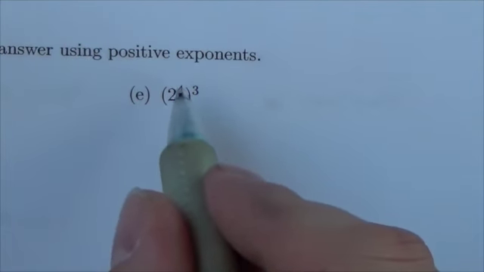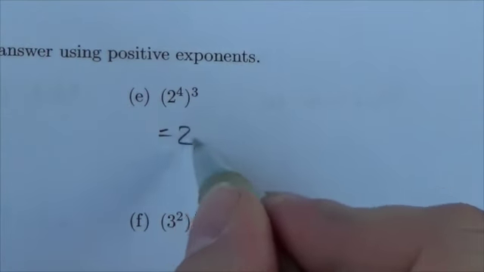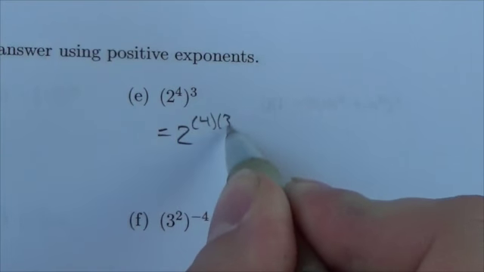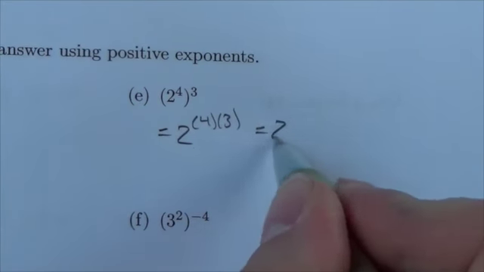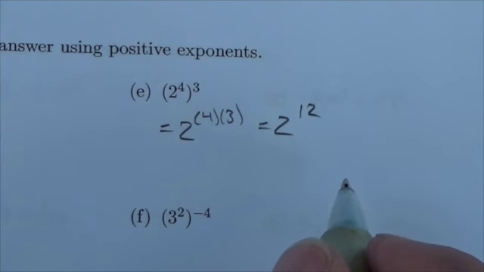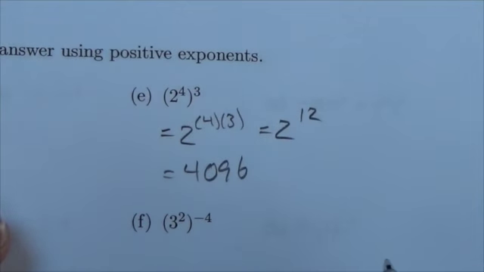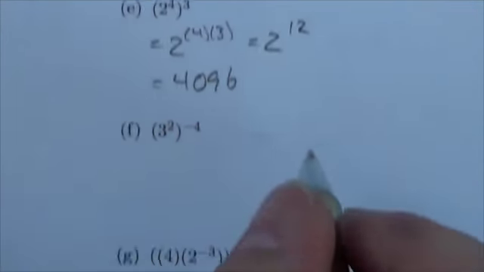Now, here I've got a power of a power, and we've seen in previous exercises that what that means is we're going to multiply those two exponents together, and so this will become 2 to the 12. And then I can go to my calculator and just evaluate 2 to the 12 and get 4,096. That was kind of a nice one.